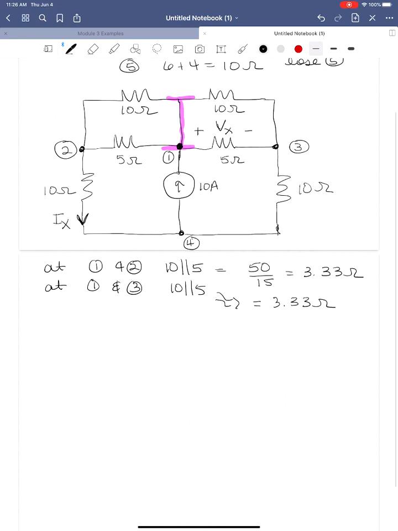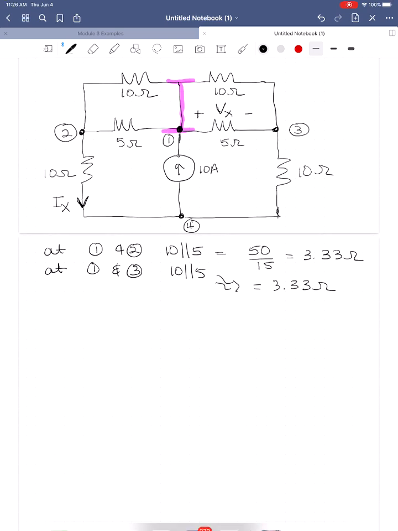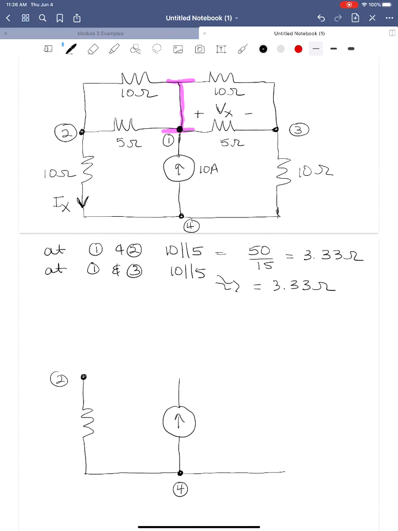Okay, so now we can do a simplification again. So again, we'll start by drawing the parts we haven't done anything to. 10 amps here, and this is node 4. And then coming off of that node 4, we've got the 10 ohm resistor. We haven't done anything to it. This is still node 4. This is node 2. Okay, and then over here to this side, we have the other 10 ohm resistor that we haven't done anything to yet. And that's node 3, 10 ohms. This is 10 amps. This is still node 1.